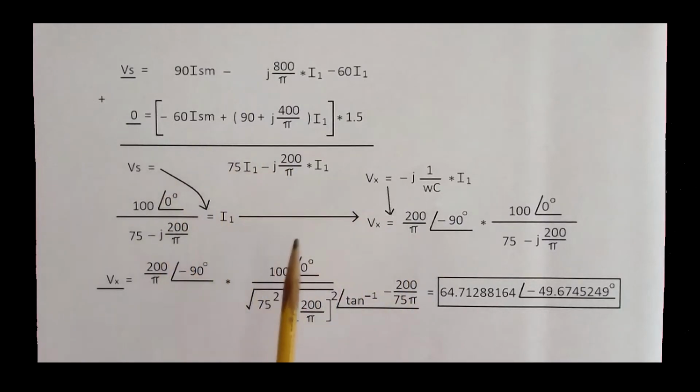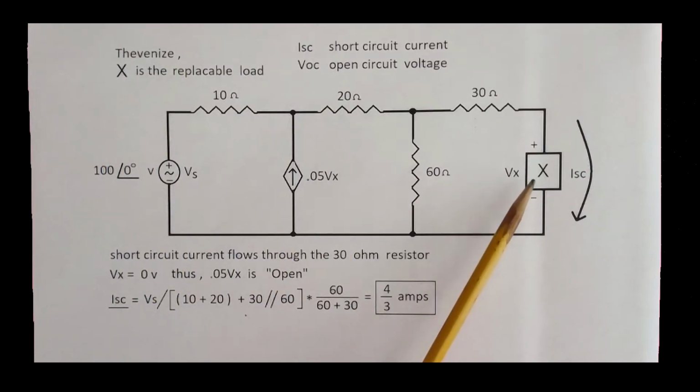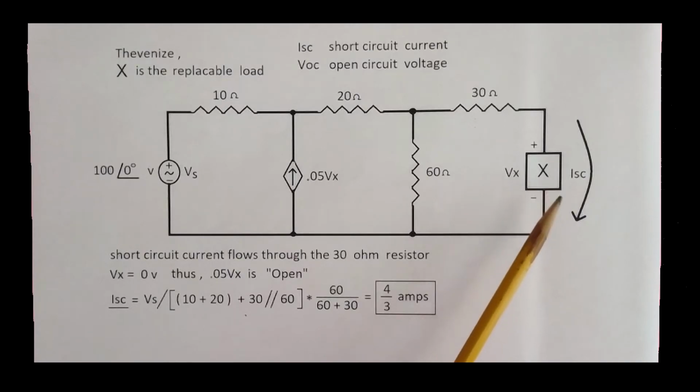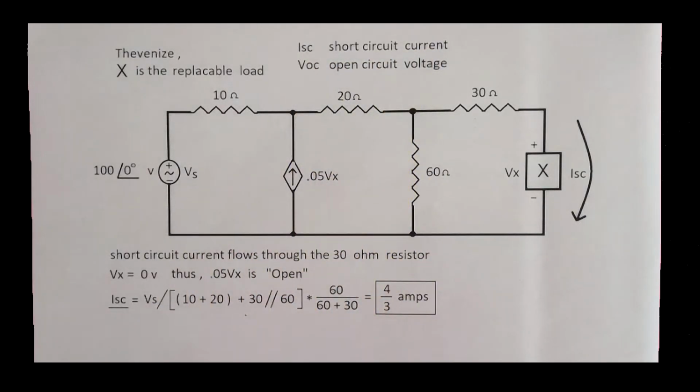Next, we're going to do the same circuit. We're going to Thevenize it, as seen by the X terminals. Thevenize, as seen by X. X is assumed to be the load. ISC is short circuit current. VOC is the open circuit voltage. I'm going to find the short circuit current first. Short circuit current flows through the 30 ohm resistor branch.